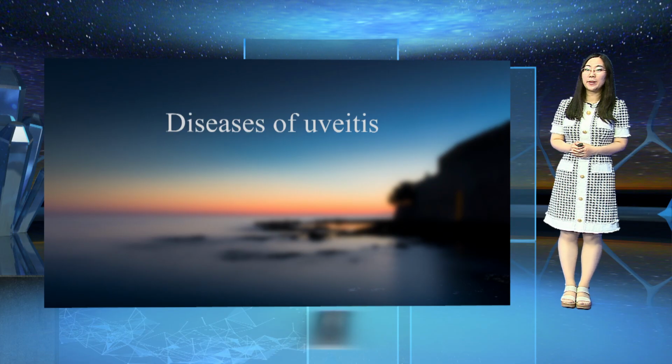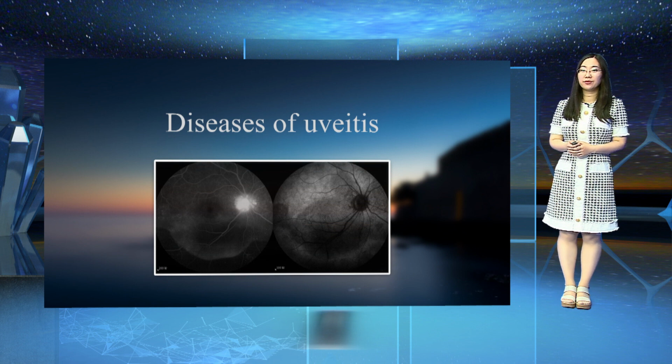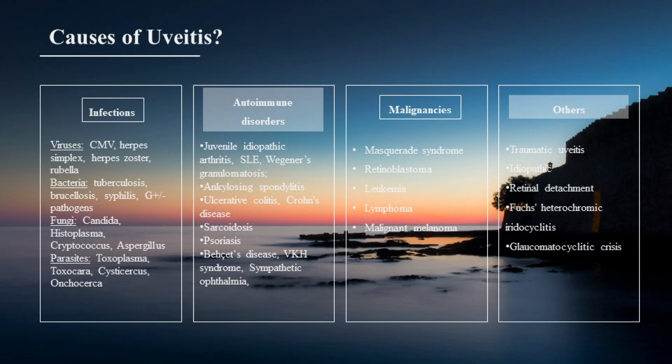In this lesson, we'll learn about uveitis. Uveitis is inflammation of the uveal tract. What causes uveitis? Uveitis can have many causes, including infections, autoimmune disorders, malignancy, eye injury, toxic exposure, and so on.